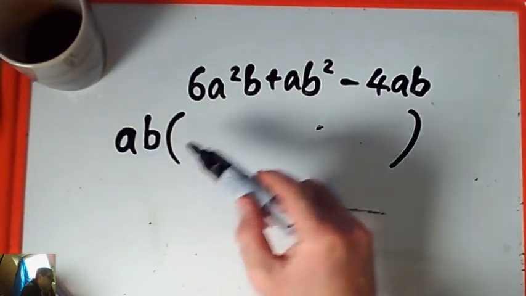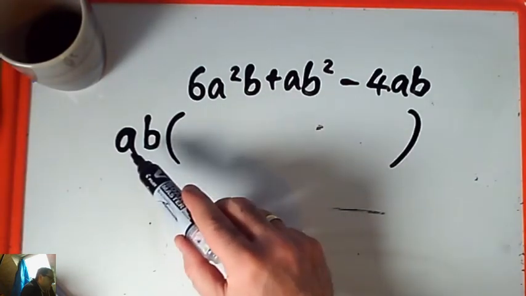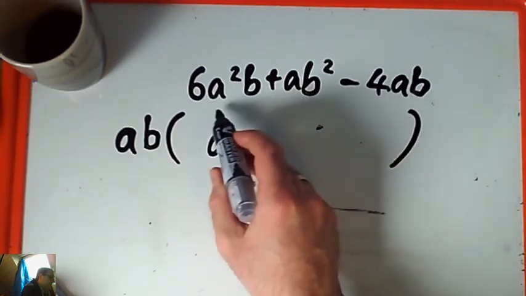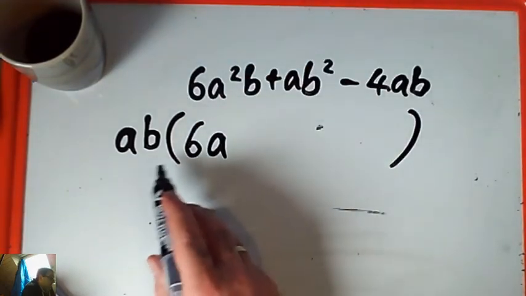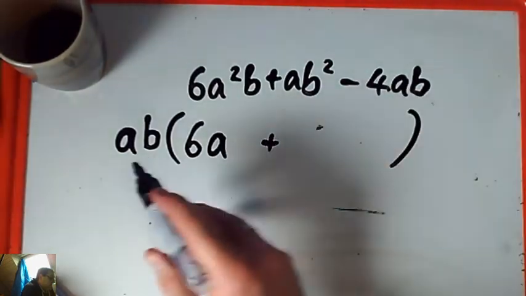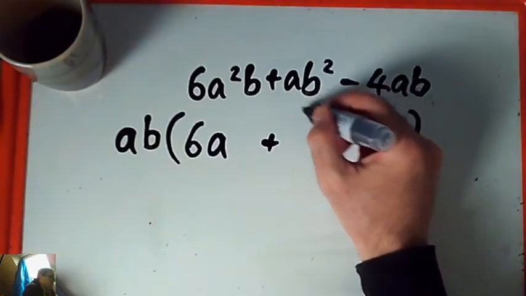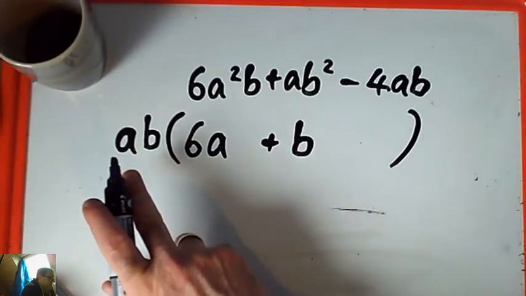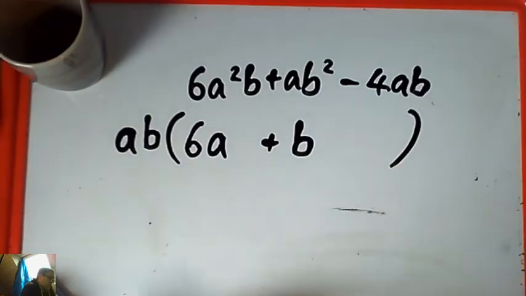Okay, so ab times what inside the brackets will give me 6a squared b. Well, ab times another a will give me the a squared b bit, and then if I multiply that by 6 it'll give me the thing I want. So ab times 6a will give me 6a squared b. Next bit, ab outside the brackets times what inside the brackets will give me ab squared. So the answer, another b. And then finally, ab times what inside the brackets will give me minus 4ab.